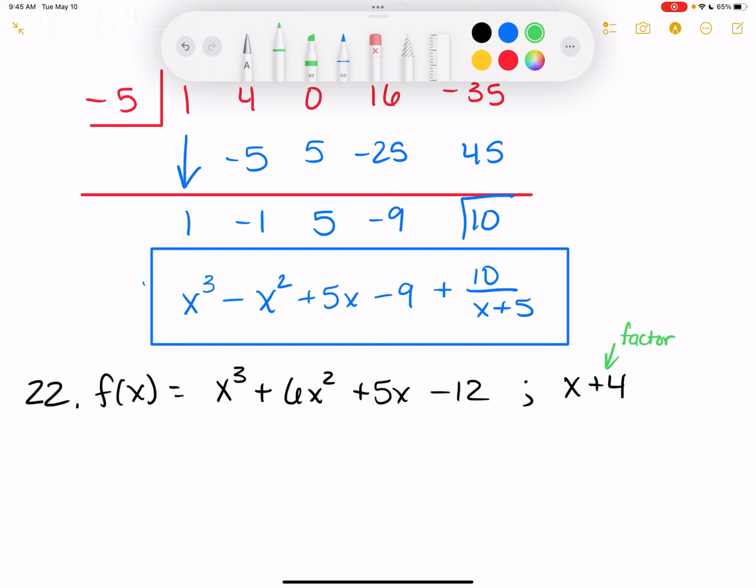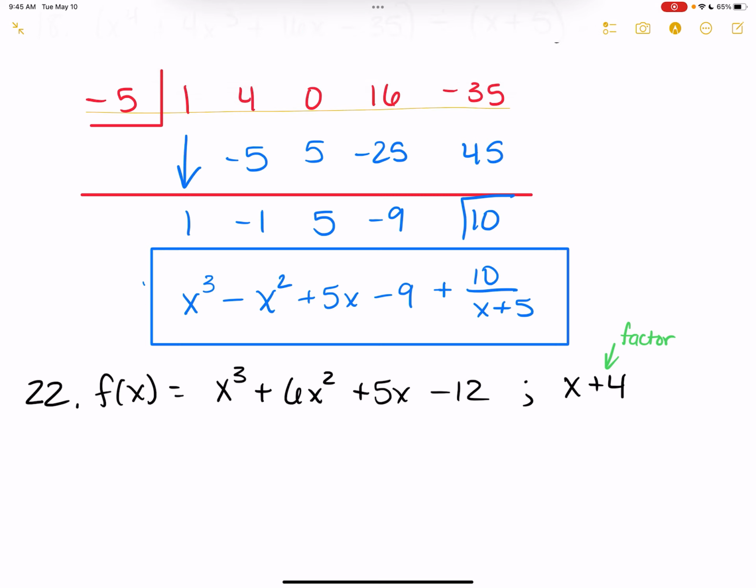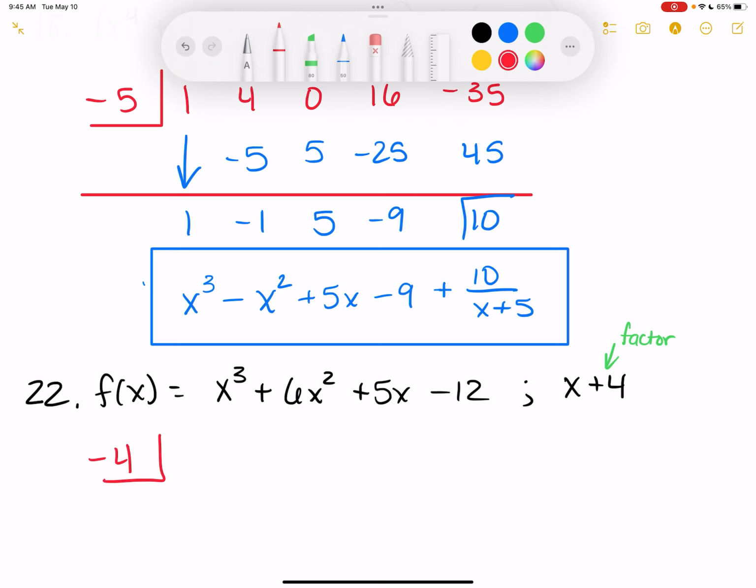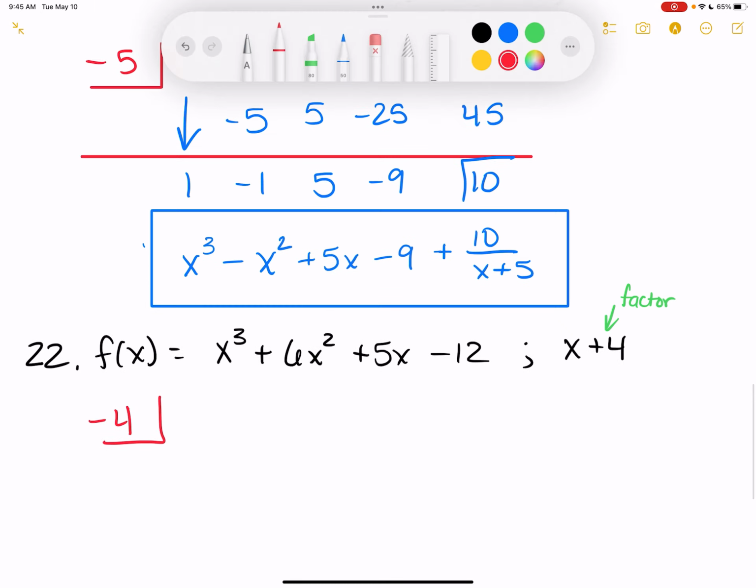So we're still going to use synthetic division to do this. We're starting with x cubed. We don't know how to factor this without some assistance, so we're going to use the assistance they gave us. They're telling us that this is a factor, so that means I write -4. And then I copy down. Still, if something's missing, we put a 0, but we're good. So 1, 6, 5, -12.